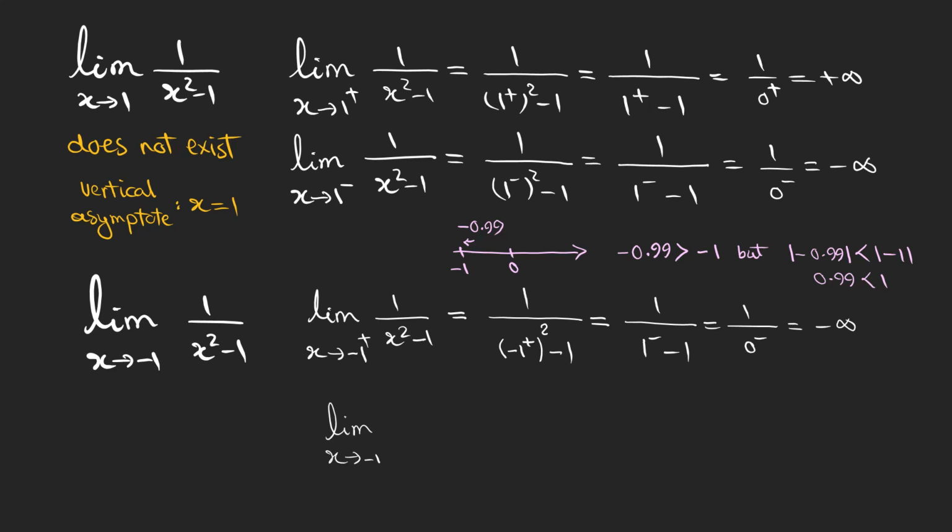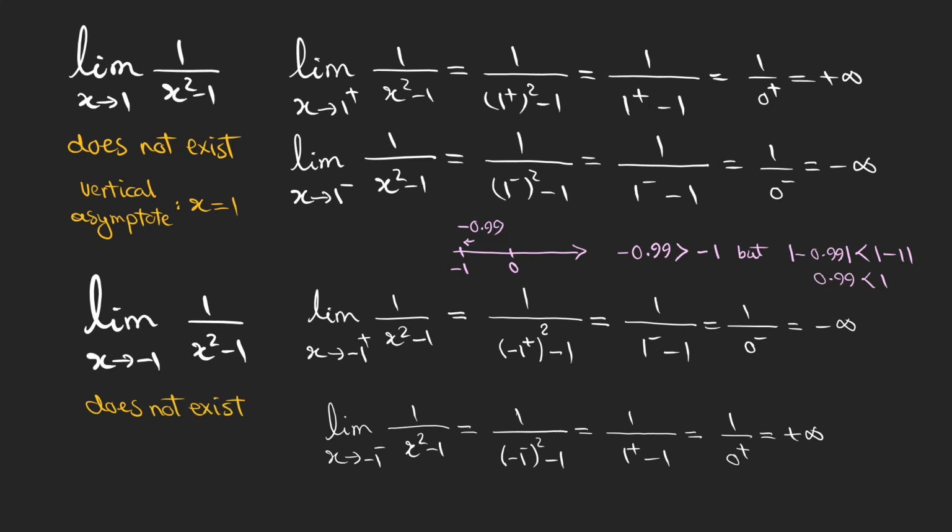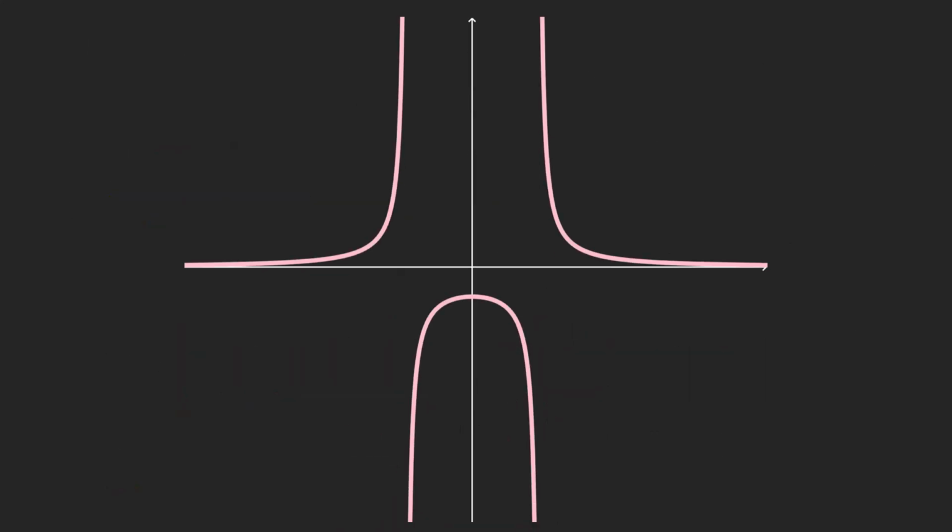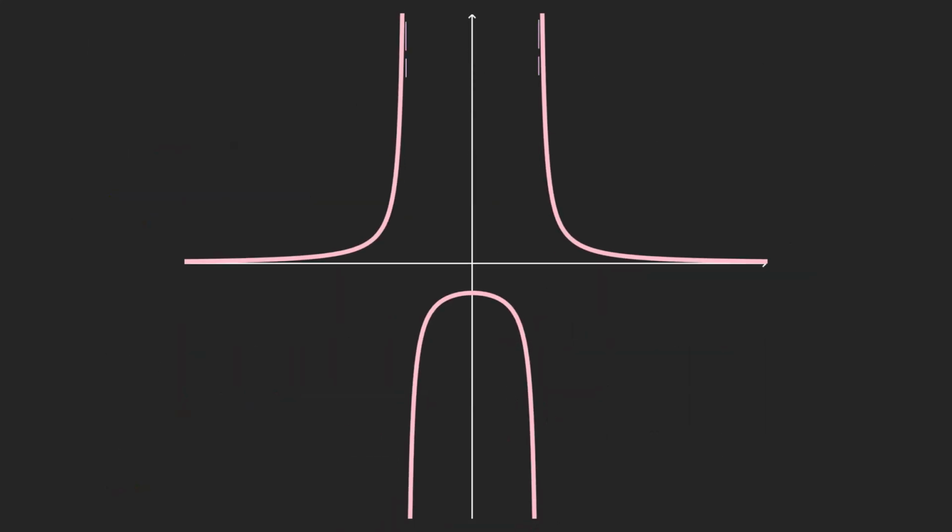On the other hand, when we approach minus 1 from the left, the square of this arbitrarily close number is larger than 1. So the denominator is 0 positive and the limit is positive infinity. Again, the limit does not exist. And we have another vertical asymptote at x equals minus 1 here. This is the function we have been talking about, and these are the two vertical asymptotes as our limits suggested.